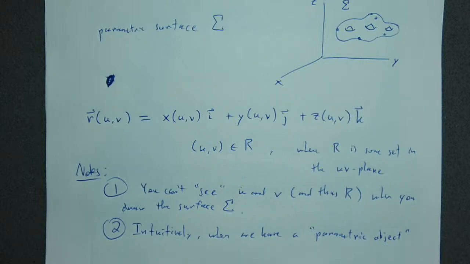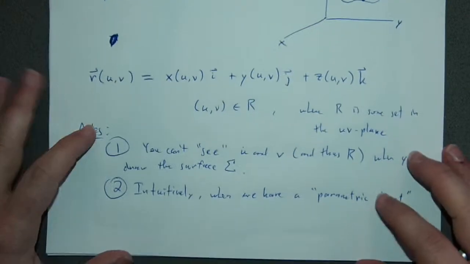But you might have guessed by now that you could keep doing this. You could talk about a parametric space. You could talk about a parametric hyperspace. You could talk about a parametric five-dimensional object. Okay, and so there's nothing that keeps you from just doing this forever by increasing the number of parameters.